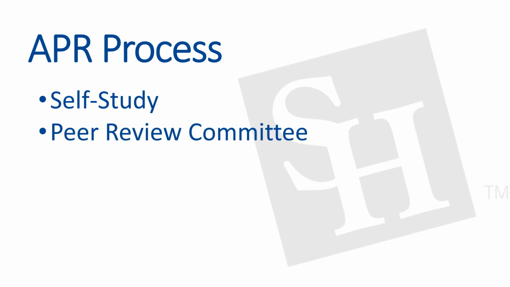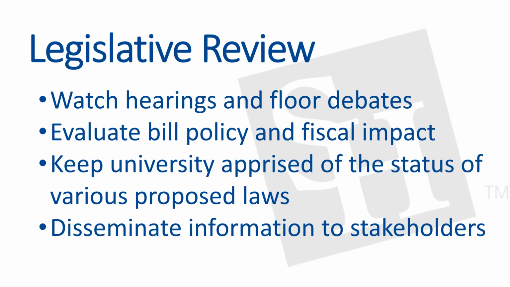We do this in 3 steps. During a self-study, the department answers questions about all kinds of things, including mission, goals, objectives, policies and procedures, and resource adequacy. Then a peer review committee is formed. This committee reviews the self-study and visits with the department. They complete a rubric that will help the department define areas for improvement. Finally, the department reviews recommendations from the peer review committee and creates an action plan for improvement over the next few years. Now let's talk briefly about legislative review.